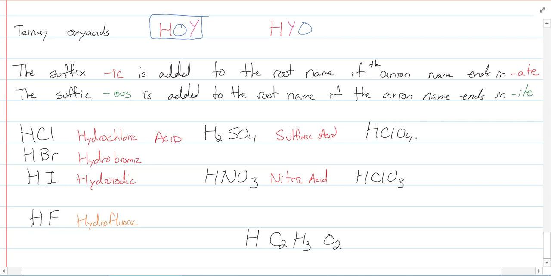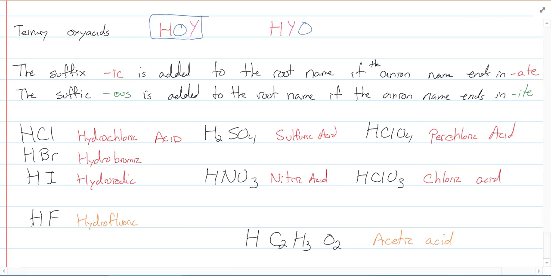We have HClO4, perchlorate. So this goes to perchloric acid. And chlorate goes to chloric acid. Acetate goes to acetic acid. So there's naming some acids.